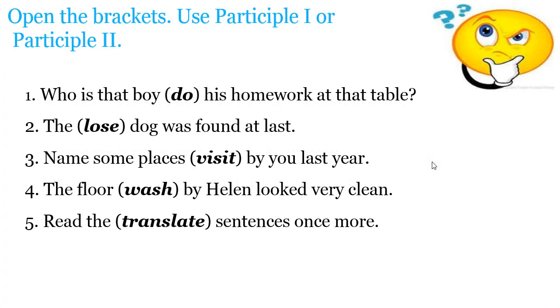Now let's move to the next exercise. Open the brackets, use participle 1 or participle 2. Here we have 5 sentences. You have to open these brackets and add the ing form, or you have to change it into the past form. So the first sentence is, who is that boy (do) his homework at that table? You have to change the verb do.